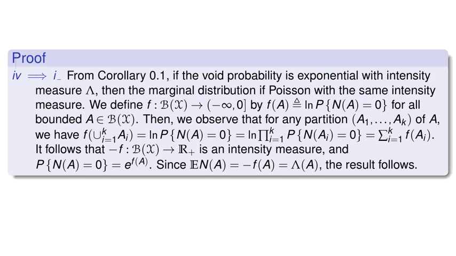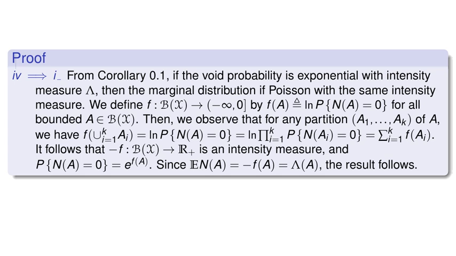Finally, for the proof of equivalences, 4 implies 1. Statement 4 tells us N has complete independence and expectation N of A equals lambda of A. From corollary 3.1, if the void probability P of N of A equals 0 is exponential with an intensity measure, say lambda prime, then the marginal distribution of N of A is Poisson with that same intensity measure lambda prime.